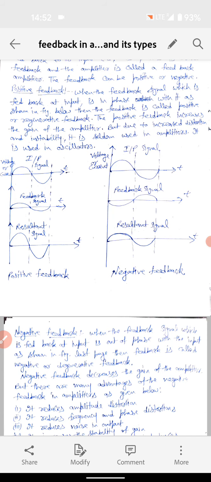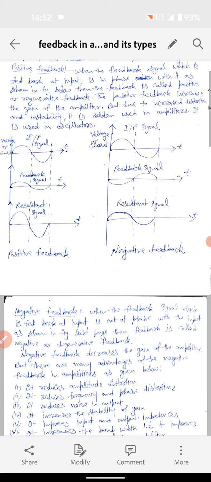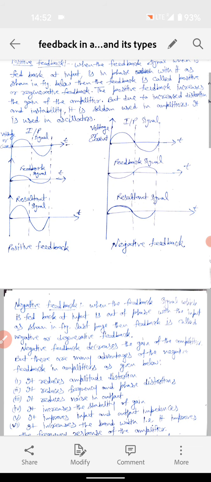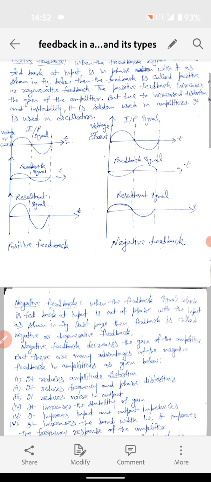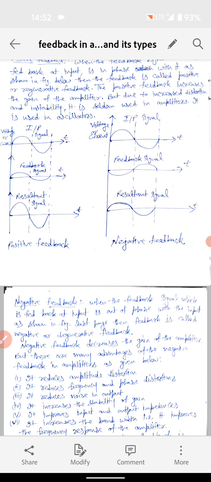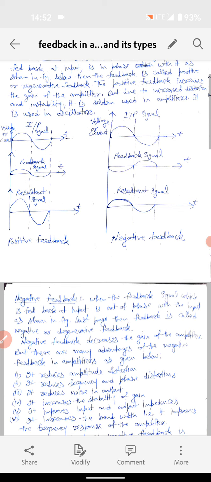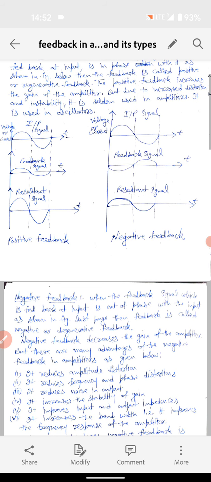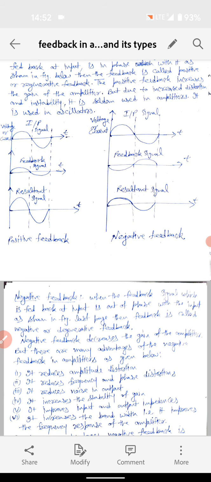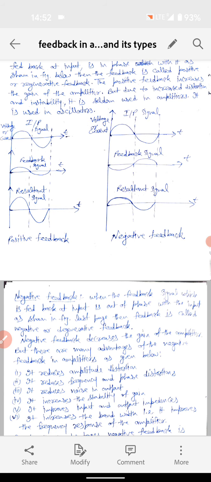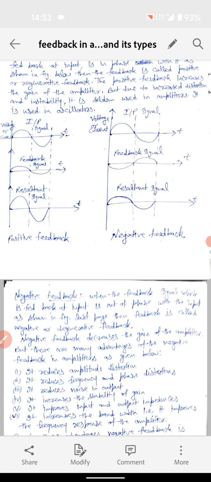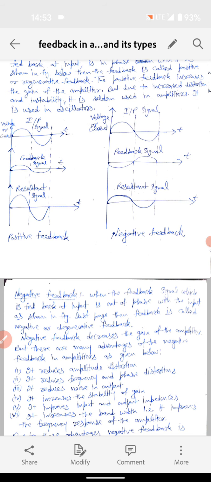Positive feedback increases the gain of the amplifier, but due to increased distortion and instability, it is seldom used in amplifiers. So positive feedback has both advantages and disadvantages. The advantage is that the gain of the amplifier increases, but the distortion and instability also increase, which is the disadvantage. In general, positive feedback is used in oscillators, and we'll discuss what oscillators are in our next unit.